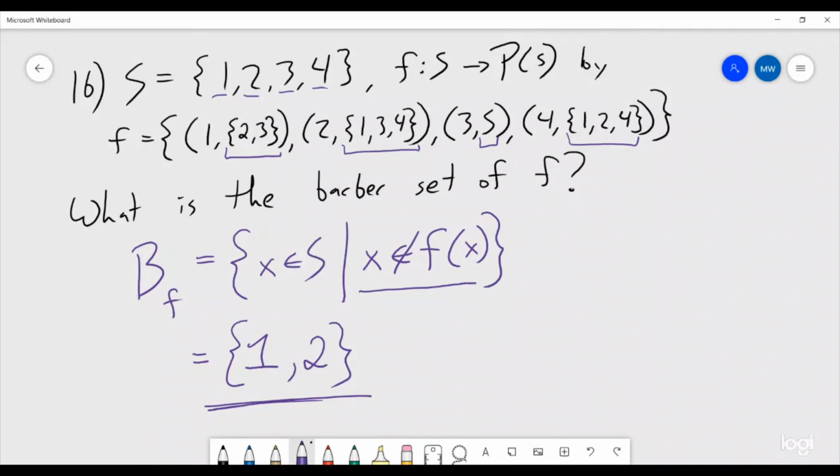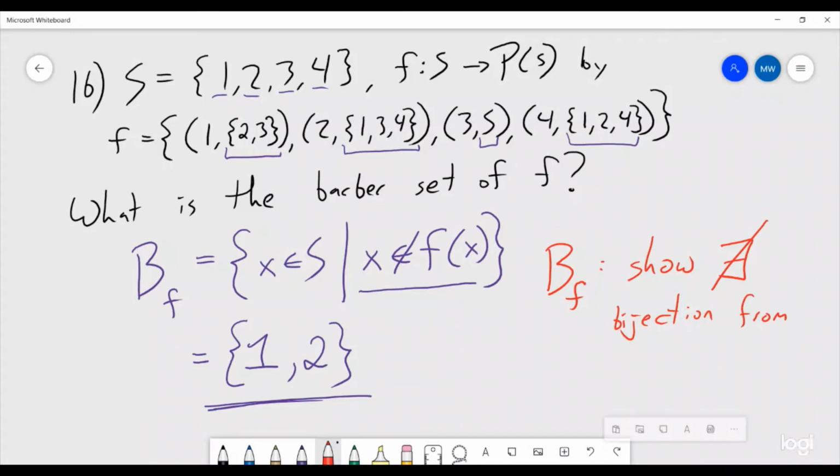Okay, that makes sense. The reason that we cover the Barber set is because the Barber set is used in proving that there is not a bijection. So the Barber set of a function is used to show that there does not exist a bijection from a set S to its power set. So you can use the Barber set to prove that. Okay, that makes sense. So that's why it gets mentioned.